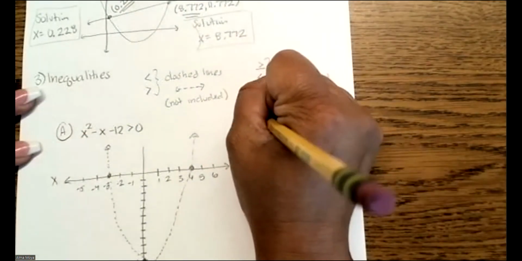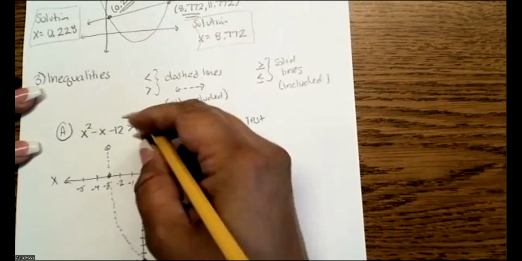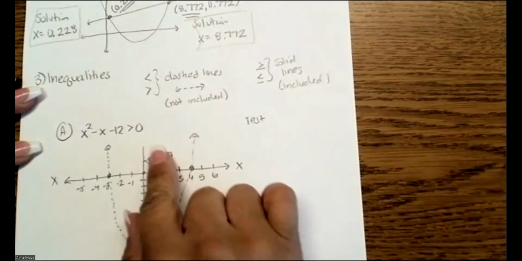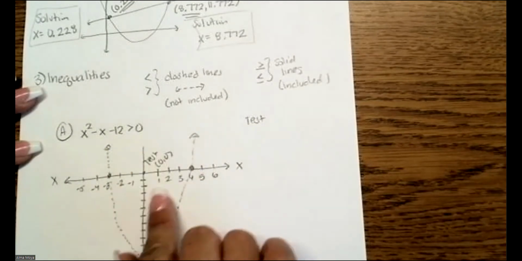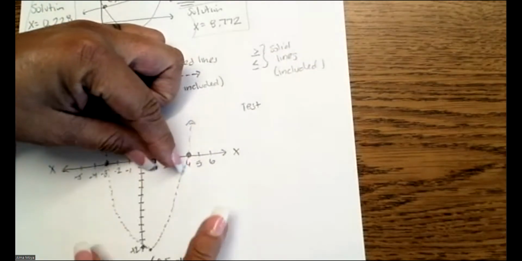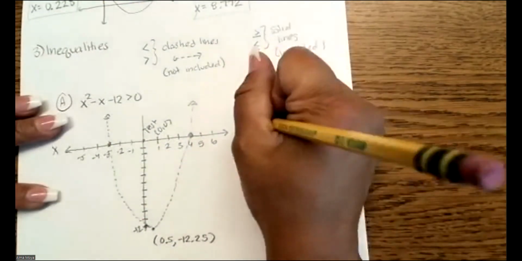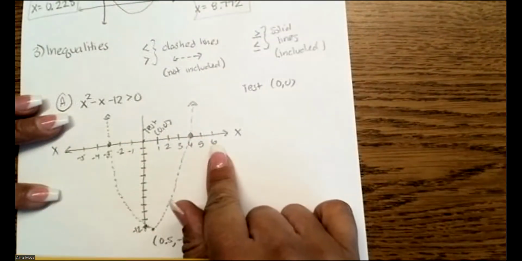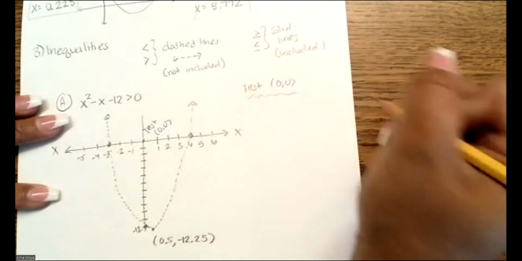I like to test the point 0, 0. So basically, if the point 0, 0 is true, all of this is going to be shaded. If 0, 0 is false, I have to shade the outside boundaries of it. And you have to test a point that is not on the line. So right here, I'm going to test 0, 0.